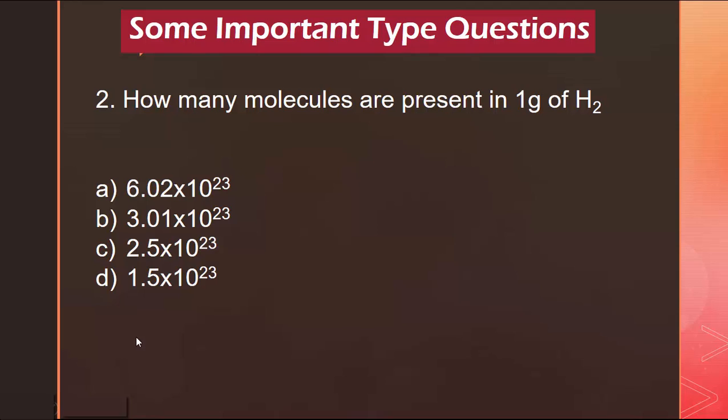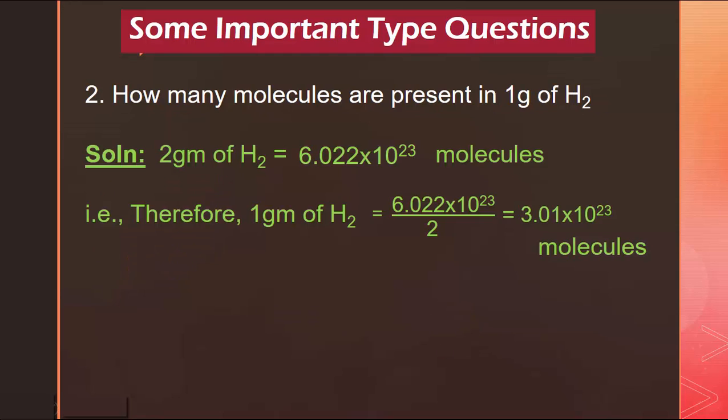Now let's look at which one of these options is the correct answer for this question. Answer is option B 3.01 into 10 to the power 23. Now let's learn the method of solving and arriving at this answer. We know that 2 grams of hydrogen will contain Avogadro number of molecules, 6.022 into 10 to the power 23 molecules.